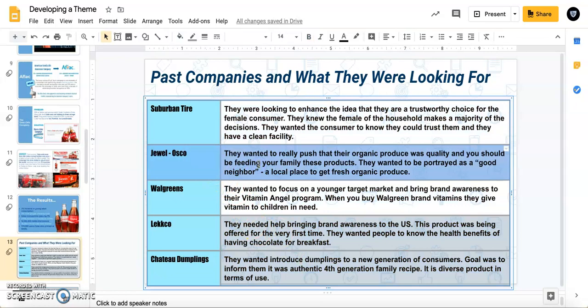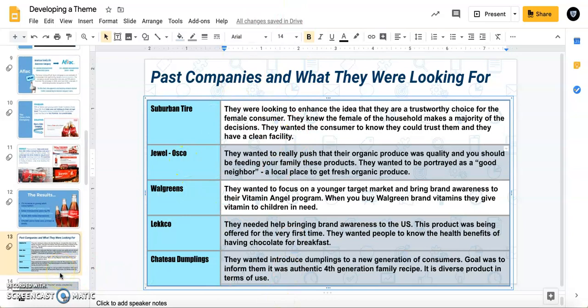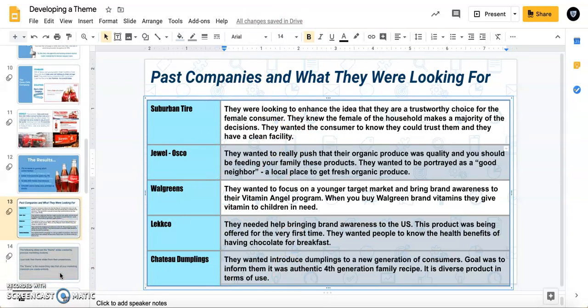Jewel Osco, this was like 2 or 3 years ago. You guys have a different issue, which you should already know if you read the directions. So these were past companies. Now what you're going to see are slides that I took from kids' final projects. These were their theme slides.